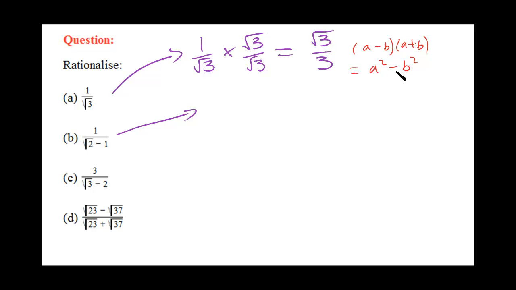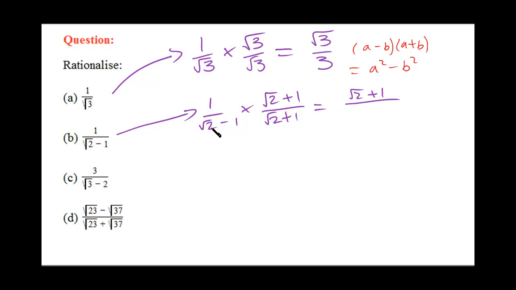So everything is squared, so therefore everything must not have square roots in it. If we times by root 2 plus 1, we get this situation where everything is squared. So that's what we'll do. We'll take 1 over root 2 minus 1 and times top and bottom by root 2 plus 1. So the top's easy, 1 times that gives you root 2 plus 1.